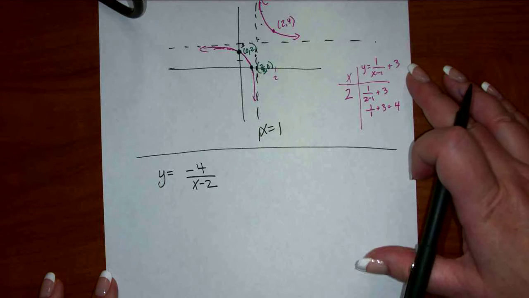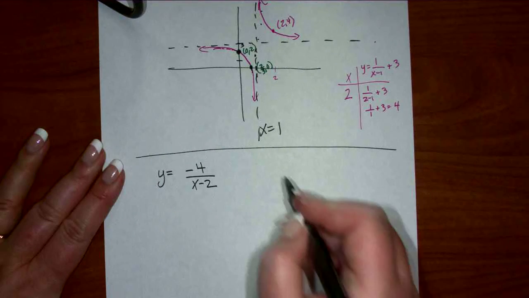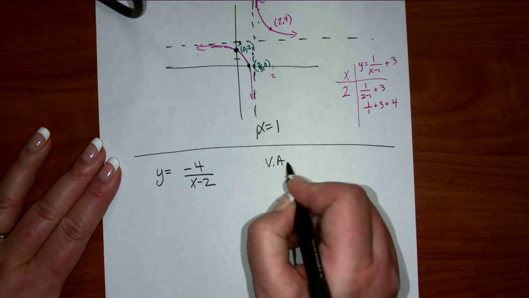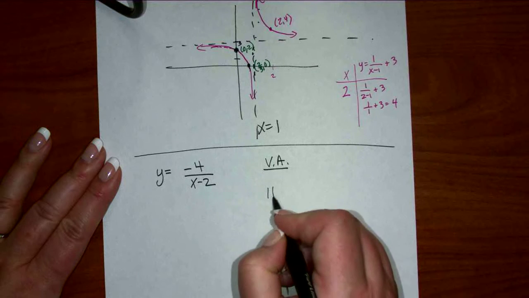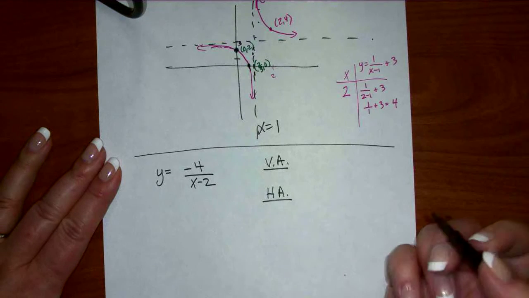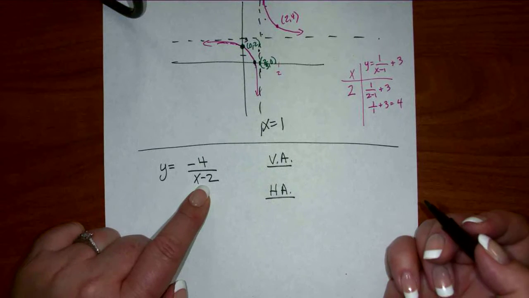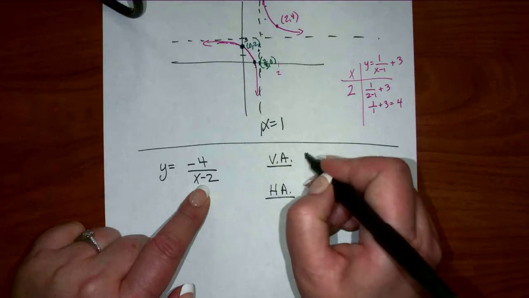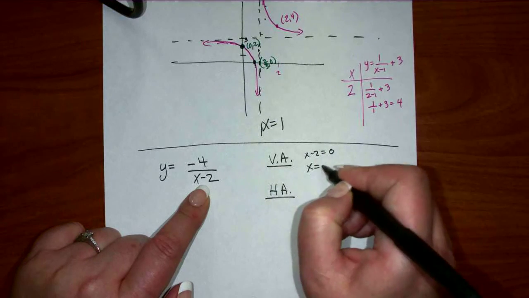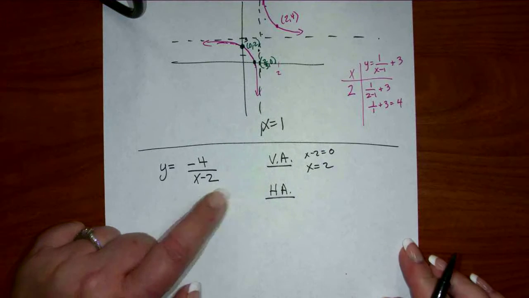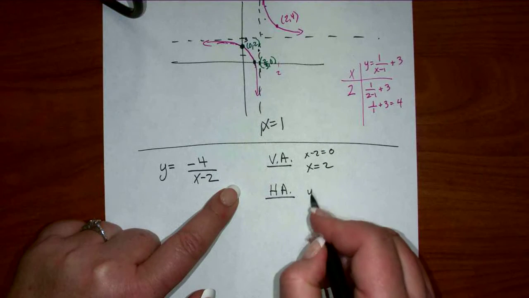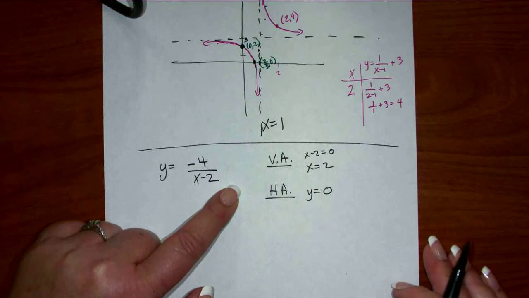All right, so what's step 1 and step 2? Vertical asymptote and horizontal asymptote. Vertical is what? Whatever makes the bottom 0. So x minus 2 equals 0 gives me x equals 2. So there's my vertical. Horizontal is what's added at the end? 0. There's nothing there.